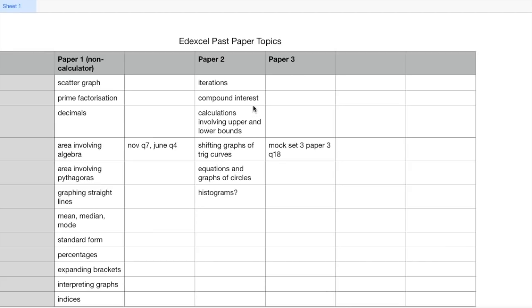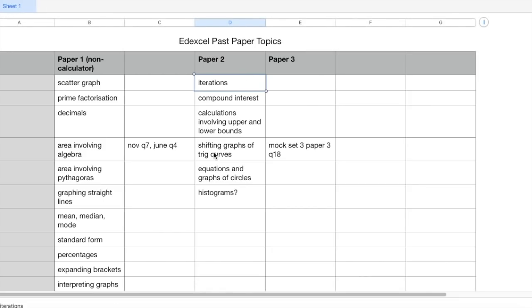The idea was to see what topics come up in the calculator papers that are not showing up in the non-calculator papers. The reason I did this was because Edexcel don't give much information as to what topics turn up in which papers, and the idea is that they can put any topics in any paper. There's no kind of rule as to which papers will get which topics. So I did a quick analysis, and as you can see there's a pretty short list of topics that do not show up in the non-calculator papers. So let's have a look at those 6 topics I found.